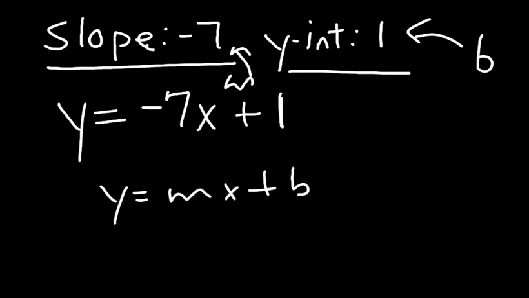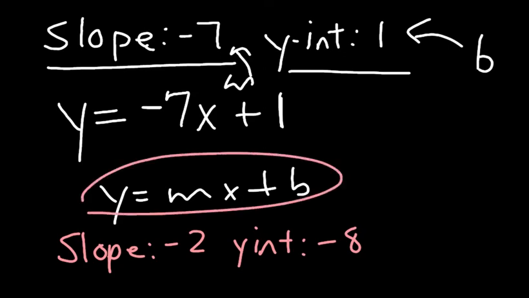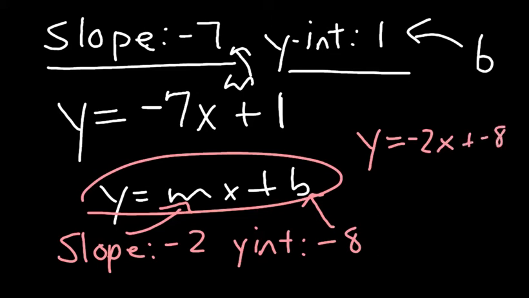What if the slope, let's try another one. What if the slope is negative 2 and the y-intercept is negative 8? What would you put? Well, you start with this, substitute slope in for m, and y-intercept in for b. Remember, m is always slope. So, y equals negative 2x plus negative 8. Or you could say y equals negative 2x minus 8. Those are both right.